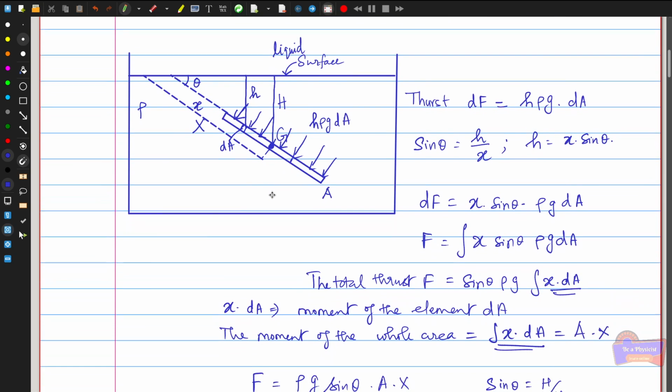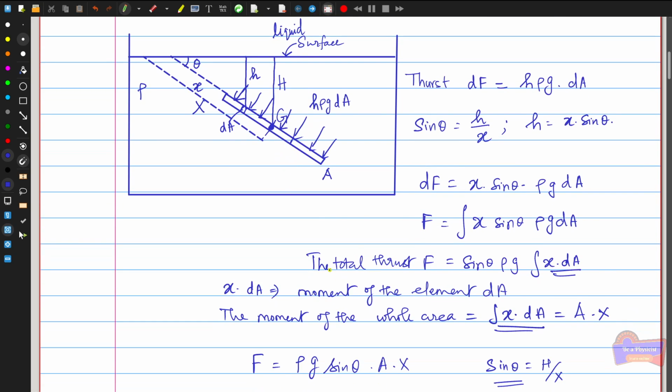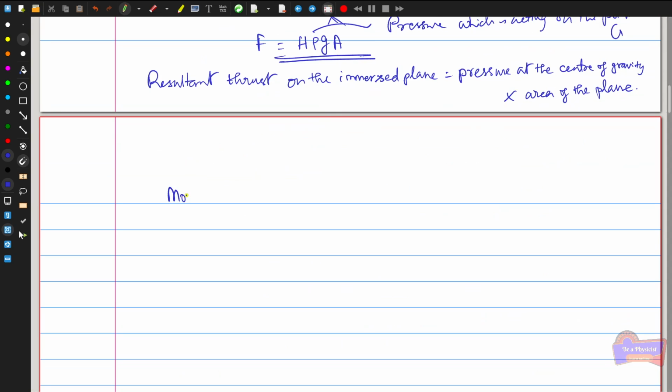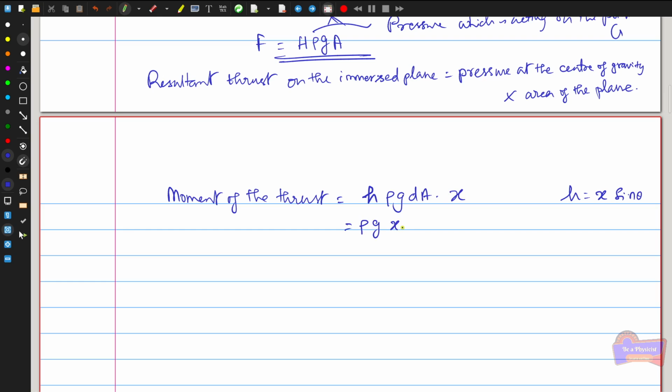The thrust acting on the area dA we have just derived as H times rho g dA. So the moment of the thrust H rho g dA, acting on the small area dA about the liquid surface, can be written as H times rho g dA multiplied by the distance x. Substituting the value of H, we know that H is equal to x sin theta, so I can write rho g x sin theta dA into x. Rearranging, the final equation of the moment of thrust is rho g x squared sin theta dA.